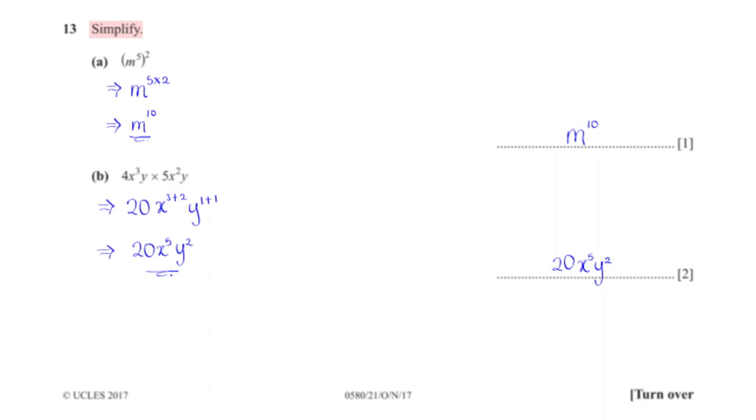Simplify 4x cubed y times 5x squared y. 4 times 5 gives us 20. The powers of x are going to add, and so we have x raised to the power 3 plus 2. And the powers of y are also going to add up to give y raised to the power 1 plus 1. 3 plus 2 gives us 5, 1 plus 1 gives us 2. And so our final answer becomes 20x raised to the power 5, y raised to the power 2.